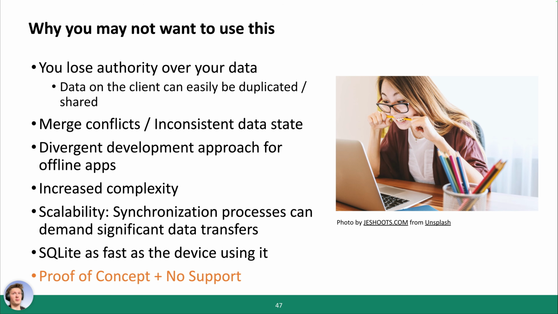I'm not sure about scalability. From the client side, I'm sure it's fine. But if you have hundreds of users synchronizing all the time, where you always send huge amounts of data, I think this will be way more load than just normal Apex. And SQLite is only as fast as the device using it. So if you have a smartphone from a decade ago, it will also not work well. But I guess normal Apex would also not work well. And yeah, this is a proof of concept, and I don't offer support for it unless you have a huge pile of money for me.